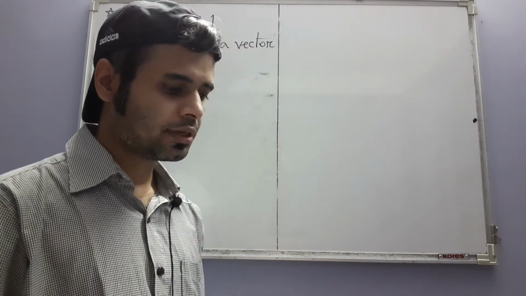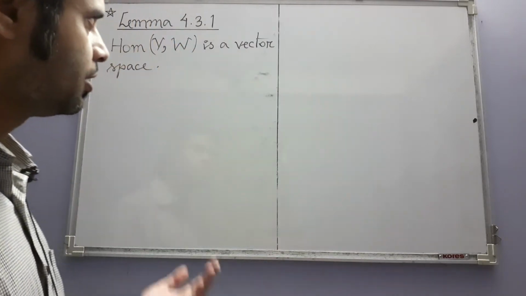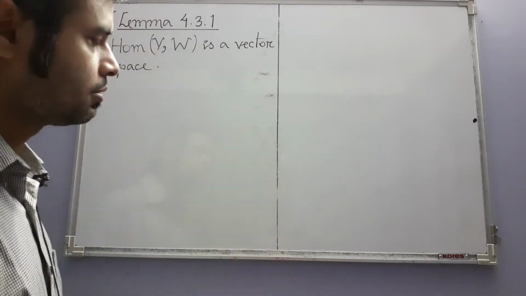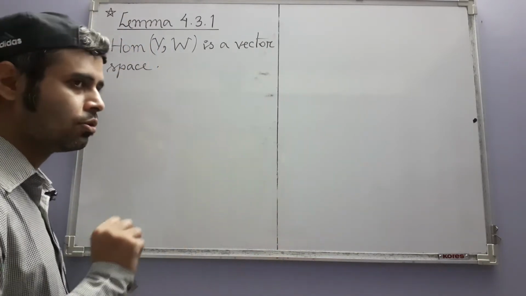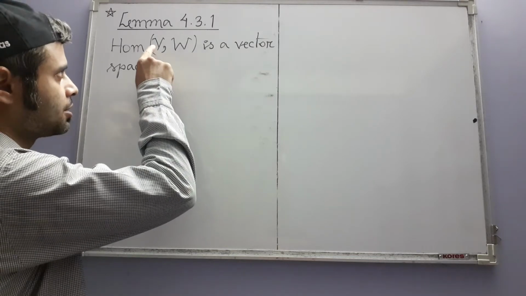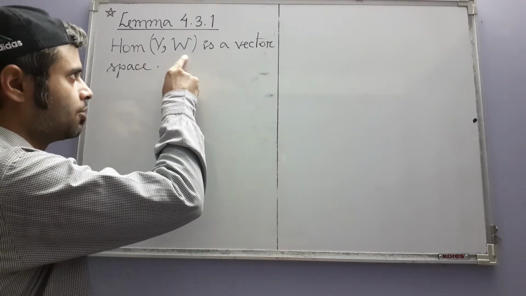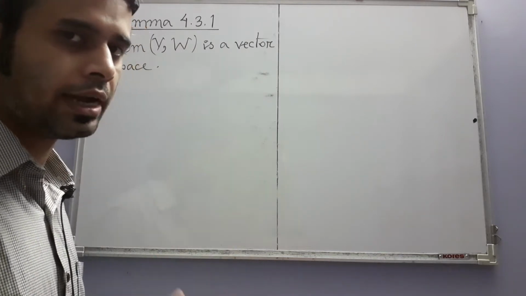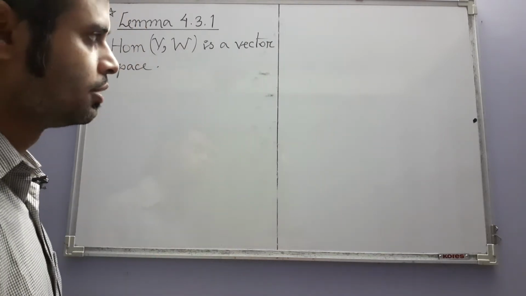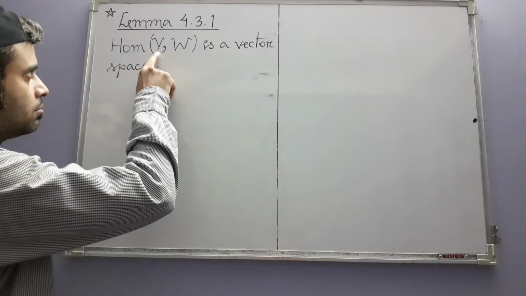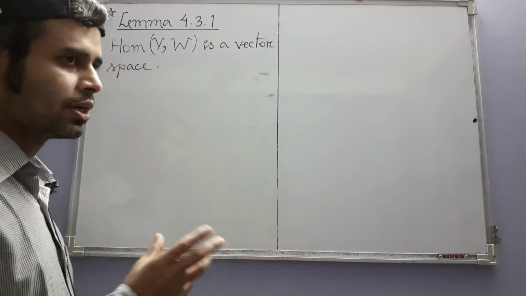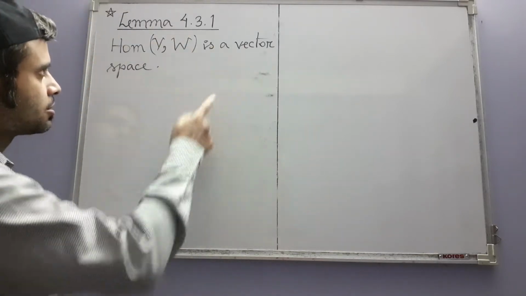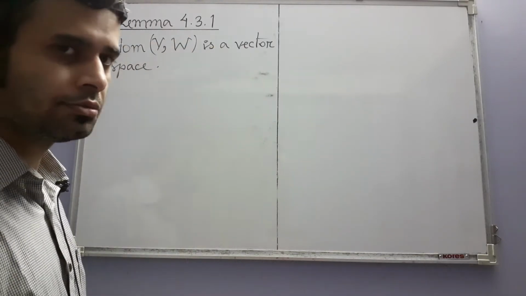Okay, so let us recall that in the last video we proved this result, namely that the set of all vector space homomorphisms from the vector space V into the vector space W itself is a vector space under appropriately defined addition and scalar multiplication, where V and W themselves are vector spaces over a common field F, and we proved that this set is also a vector space over that field.